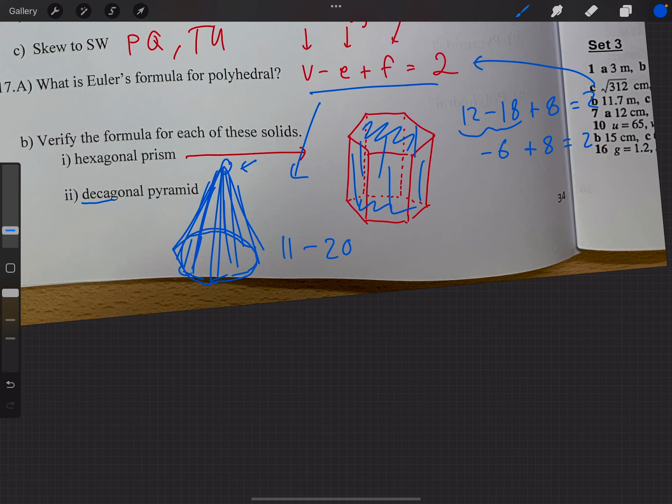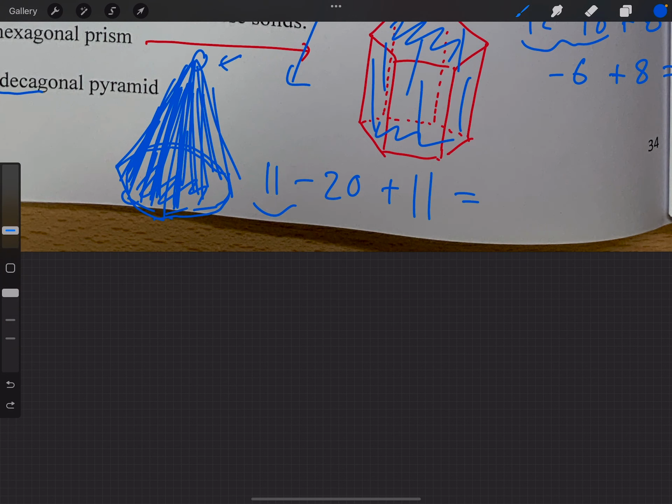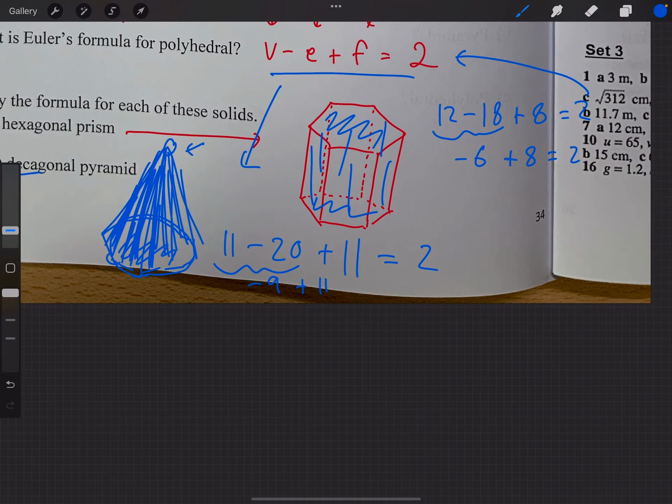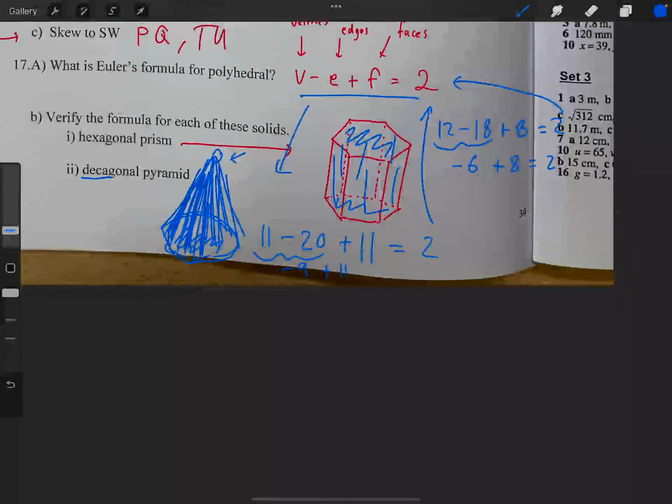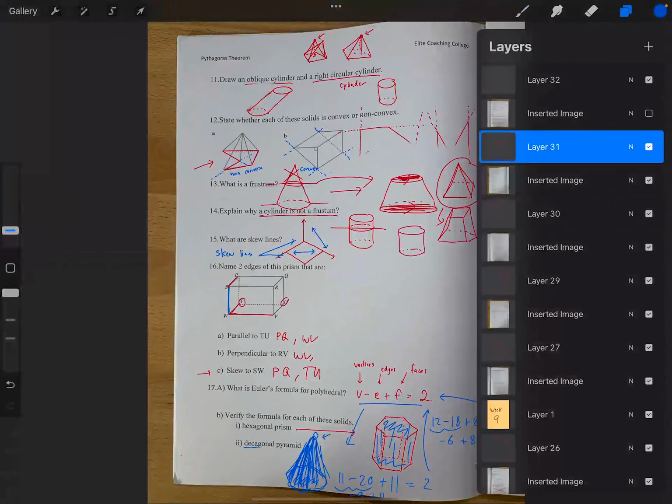Now we do the number of faces. How many faces do we have? Well, we got 10 faces for each side of this pyramid, plus the bottom face. So that's 11. Hold on, is that 11? Yeah, that's correct. So 11 minus 20 is minus 9. Minus 9 plus 11 is equal to 2. So again, it works for Euler's formula. There you go. All right, next page.